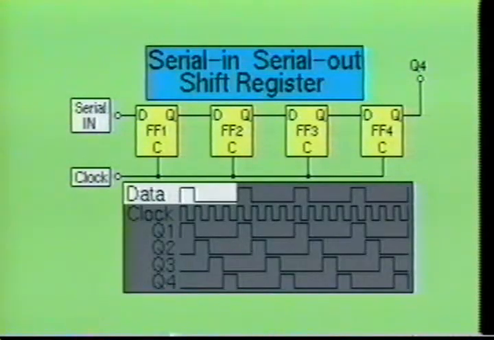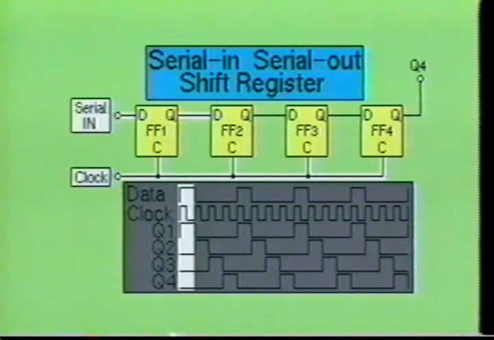We will begin with a high followed by 3 lows at the serial in input. At the occurrence of the first clock pulse, the input line is high. This high clock signal causes the data to be transferred to the Q output of the first flip-flop. When the second clock pulse arrives, flip-flop 2 will see a high at its data input, and flip-flop 1 will see a low at its data input. This causes the output of flip-flop 1 to go low, and the output of flip-flop 2 to go high.